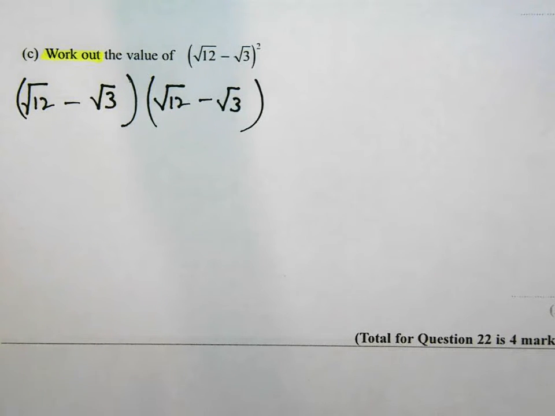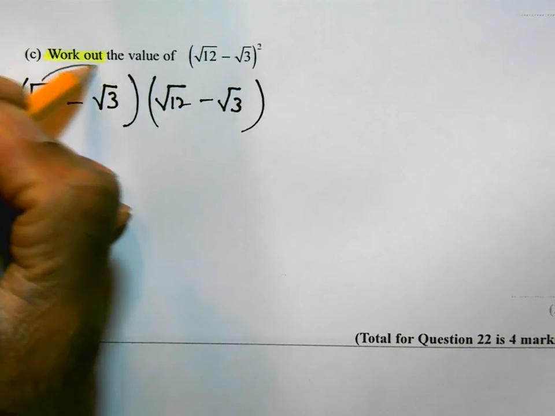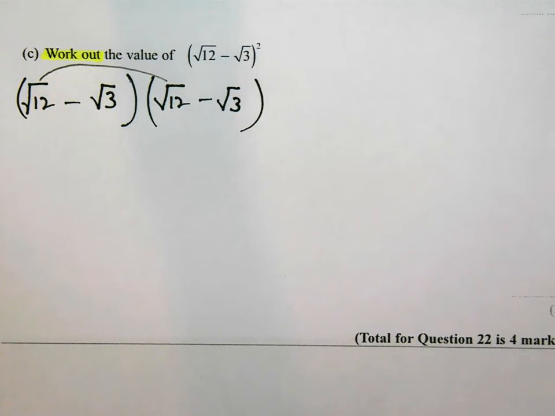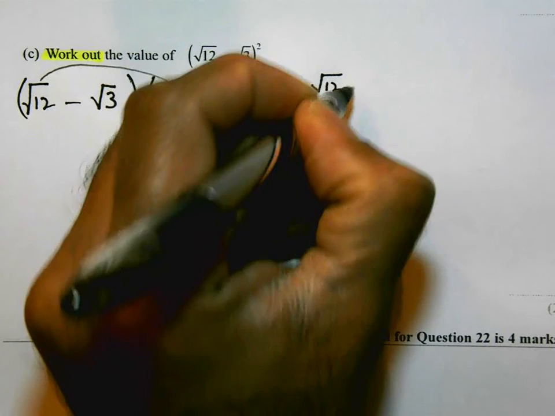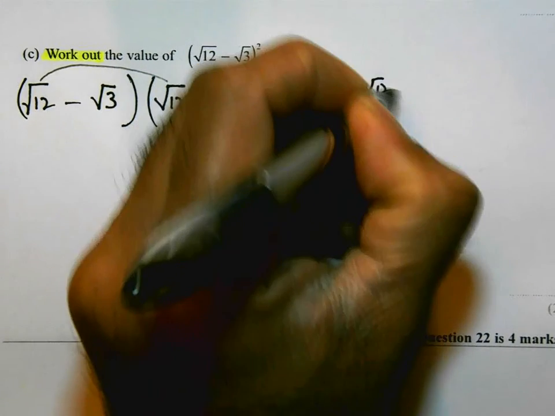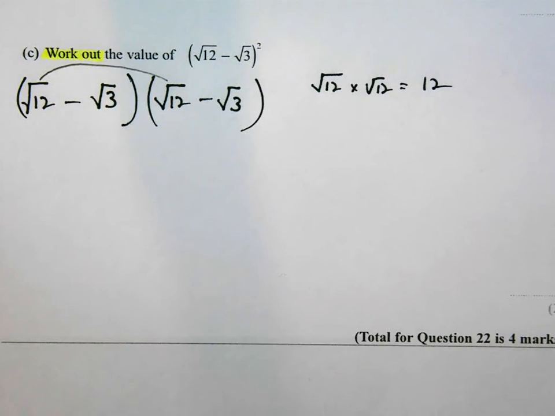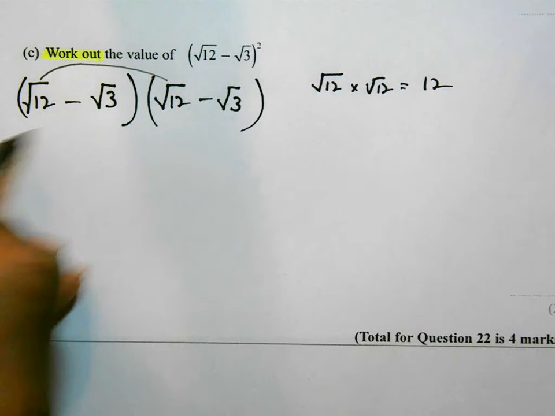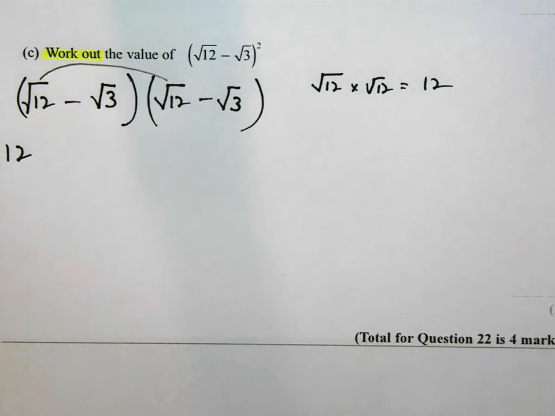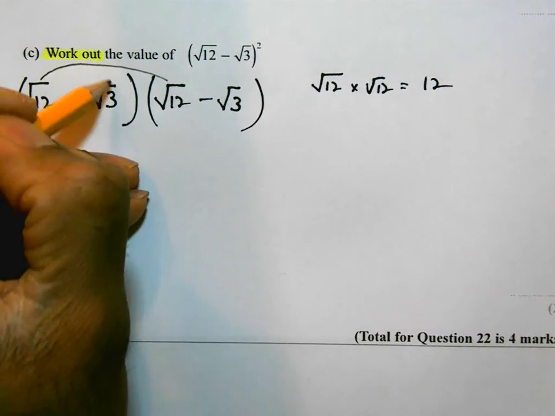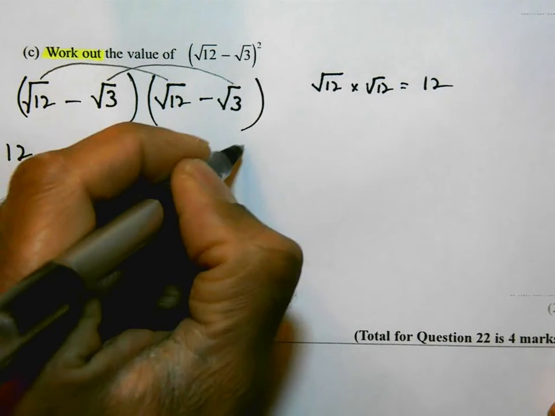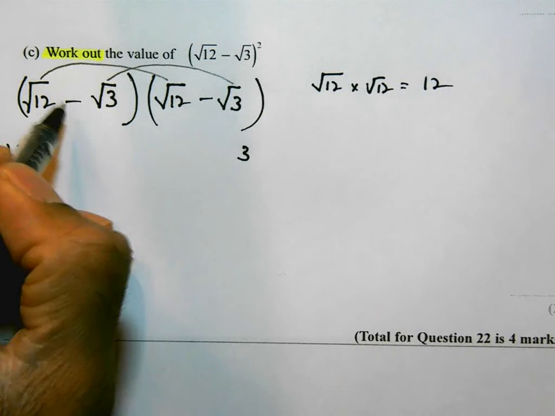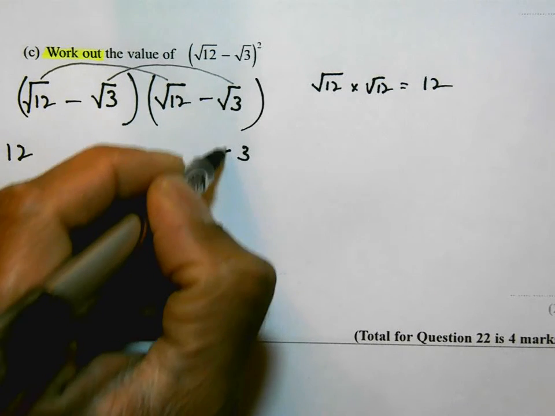Root 12 times root 12. Now that is a maths fact that you should know. If you had root 12 times root 12 in surds, that's the same as 12. So root 12 times root 12 is 12. On the other end, I'm going to do root 3 times root 3. Root 3 times root 3 is going to be just 3. But remember, a minus times a minus is a plus.